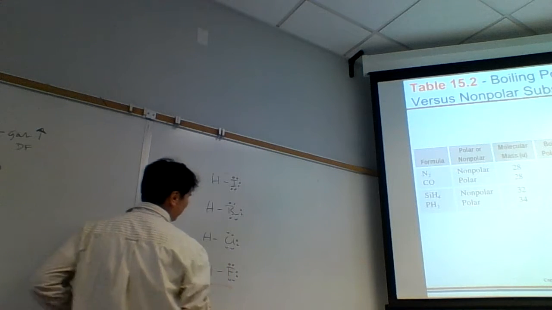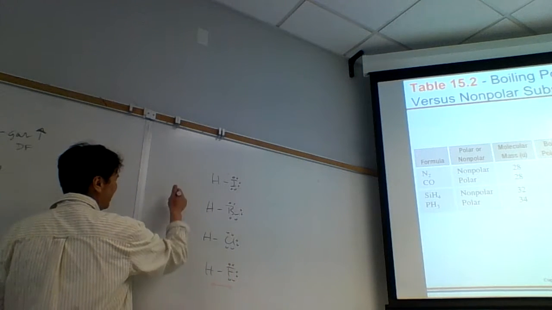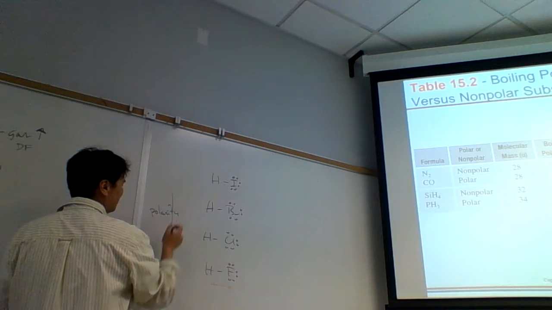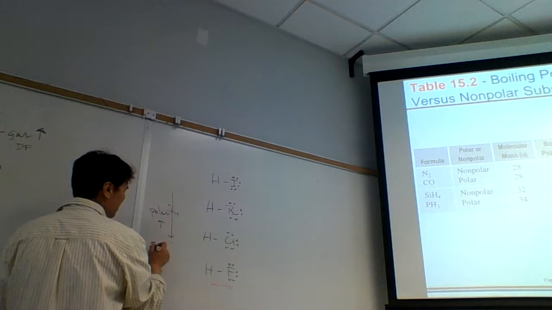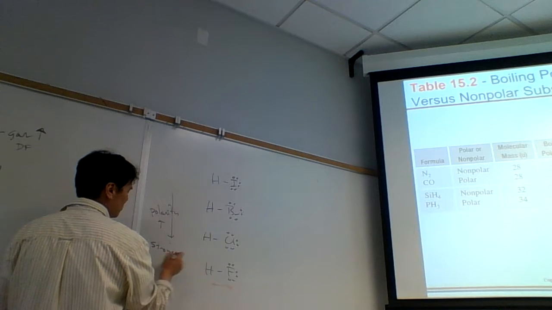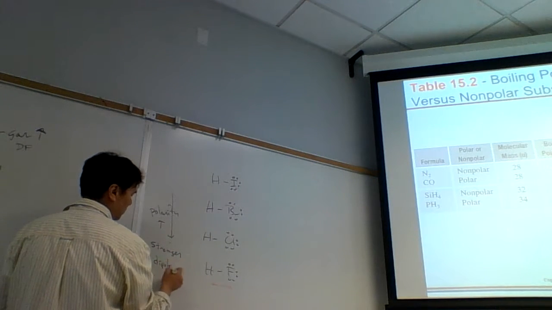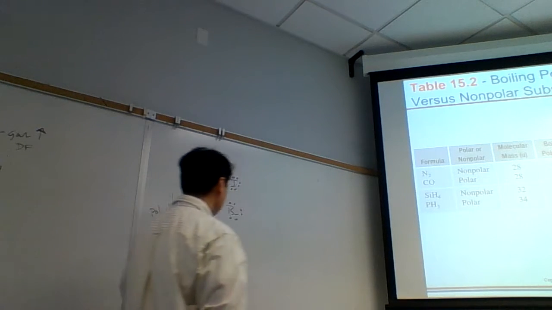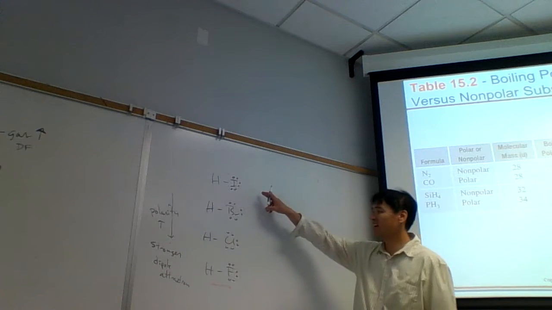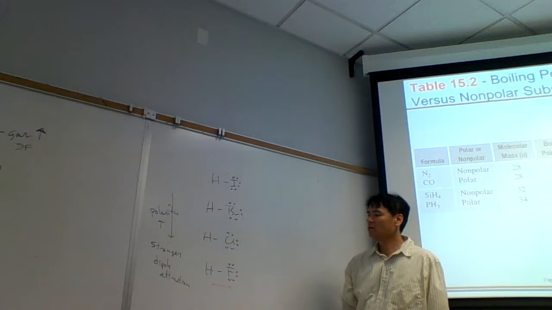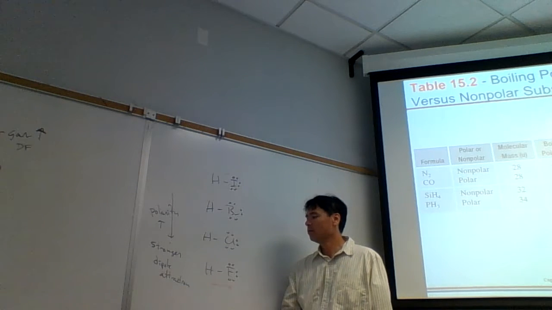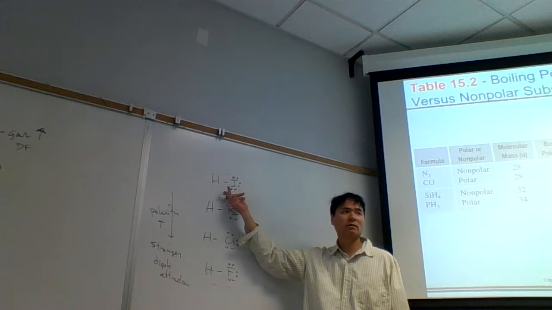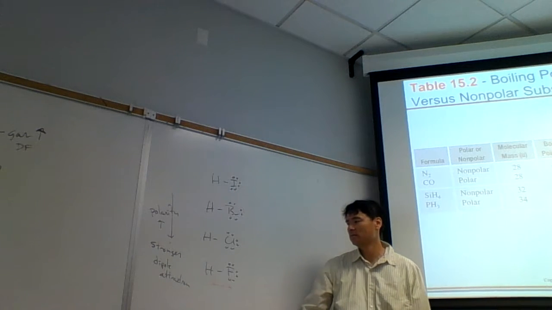The dipole is going to be a lot smaller because iodine is not nearly as electronegative as fluorine. And so what happens here is this. As we go down this list, the polarity increases. As the polarity increases, we get stronger dipole attractions. The species with the strongest dipole attraction will be HF. The species with the weakest dipole attraction will be HI. Based on dipole attraction, we expect HF to have the highest boiling point and HI to have the lowest boiling point.